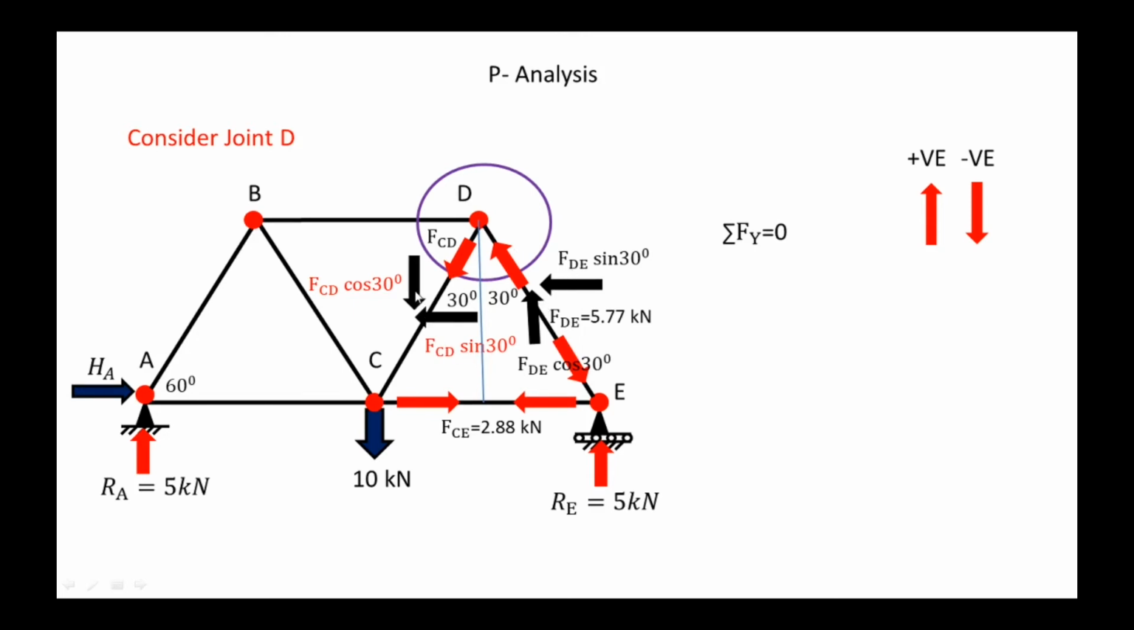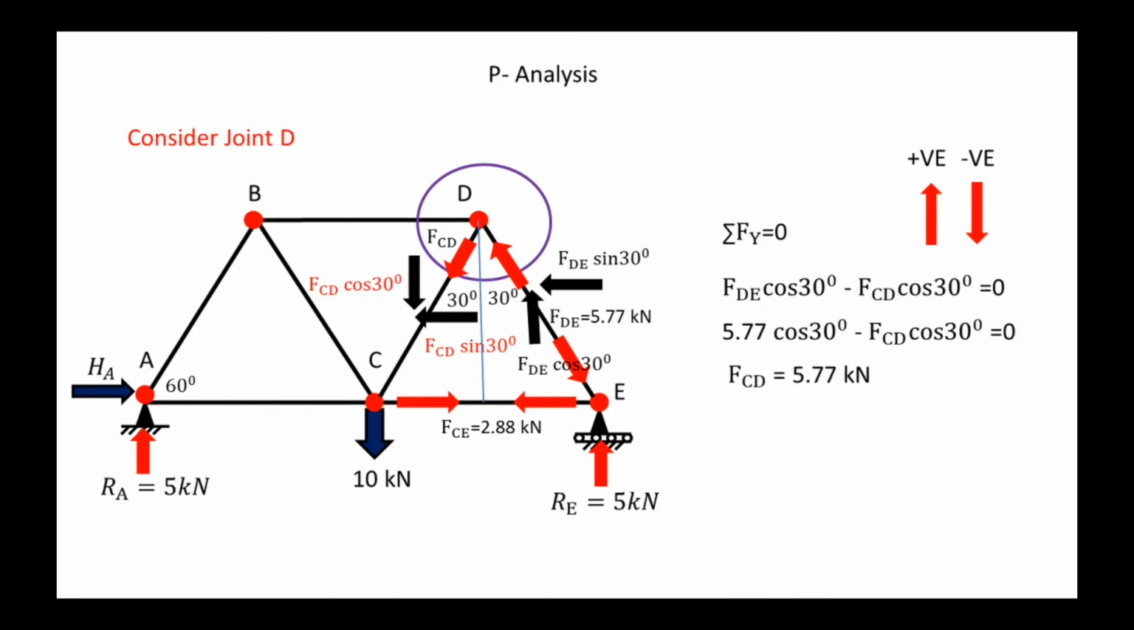So the two vertical components here are FCD cos 30, and here FDE cos 30. So FDE cos 30 is upward, so that is a plus, and FCD cos 30 is a minus because it is downward. So FDE cos 30 minus FCD cos 30 is equal to 0. Here we know the value of FDE is 5.77. So put this here, 5.77 cos 30 minus FCD cos 30 is equal to 0. So we got here FCD is equal to 5.77 kN.